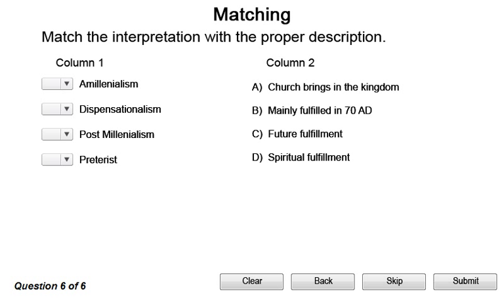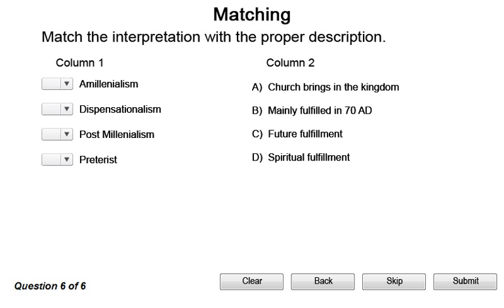Match the interpretation with the proper description. Millennialism. Let's break it down. Millennialism, 1,000 years. It's talking about the 1,000-year reign of Christ. Amillennialism means no millennial reign, no physical reign. They see it as all spiritual fulfillment of Christ's reign.